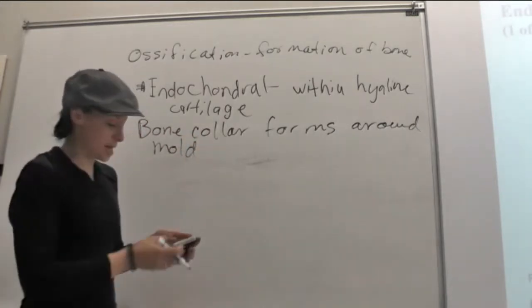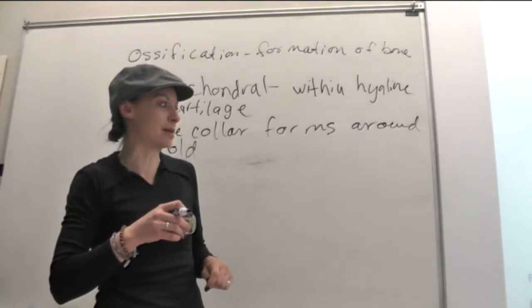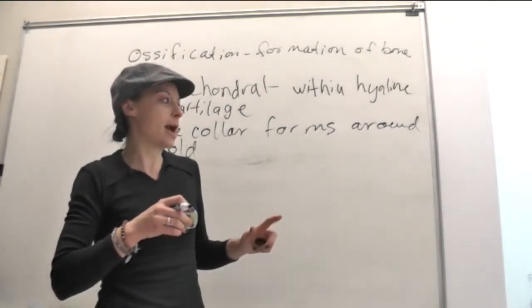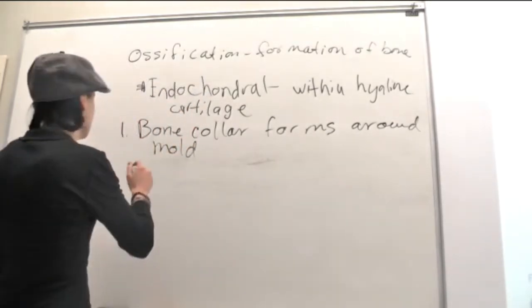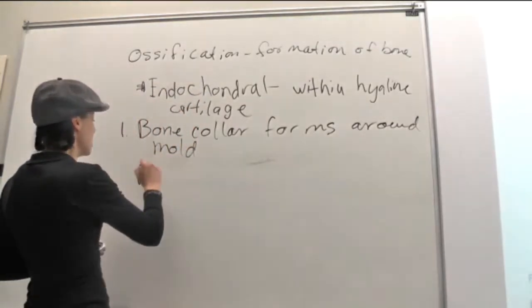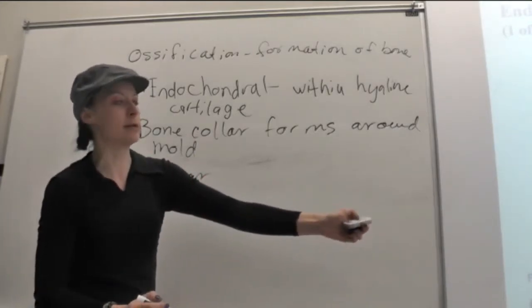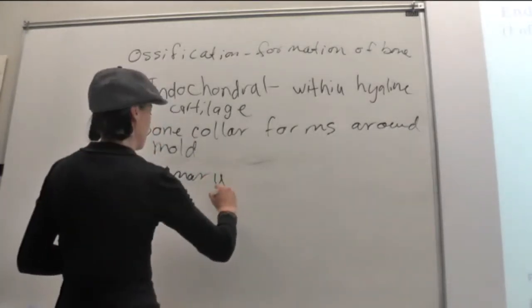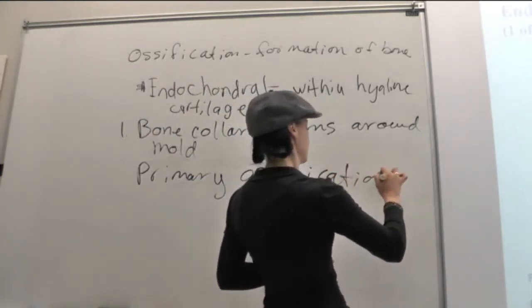And then what we'll see is that some of those cells in the center are going to form what we call a primary ossification center. This is where we start ossifying this tissue. So the other thing we could say for step one is that a primary ossification center develops in what's going to be the diaphysis.